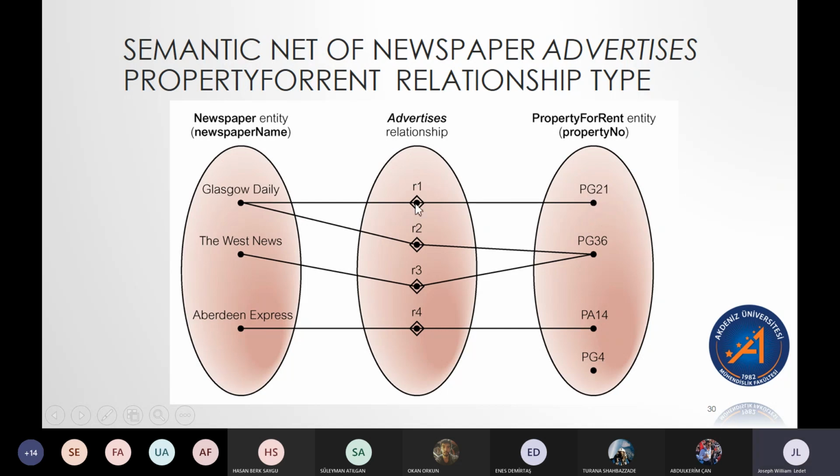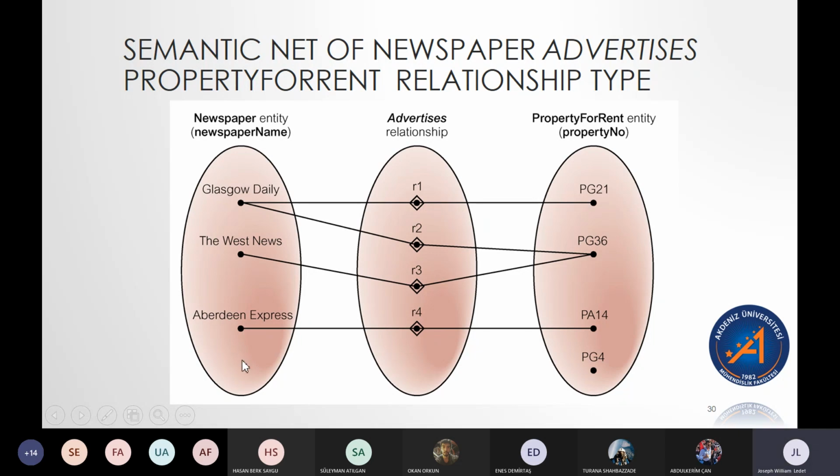A property for rent could be advertised in only one newspaper. A property for rent could be advertised in multiple newspapers. A property for rent could be advertised in one newspaper. A property for rent could be advertised in no newspapers.